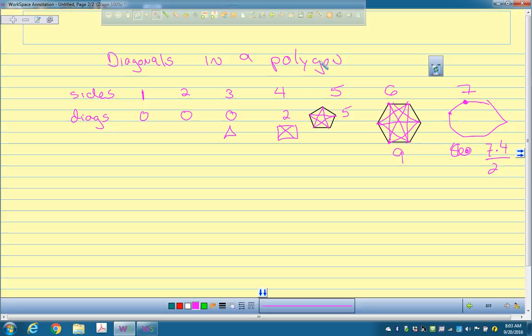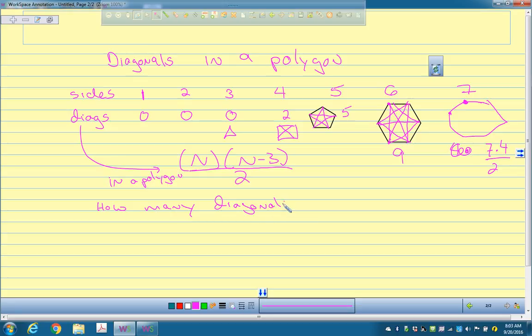So the formula for diagonals in a polygon is n times n minus what? 3. N times n minus 3, divided by 2. Okay, so this is diagonals in a polygon. So for example, how many diagonals in a dodecagon? Anyone remember what a dodecagon is?